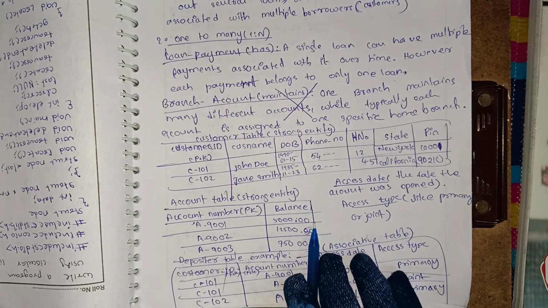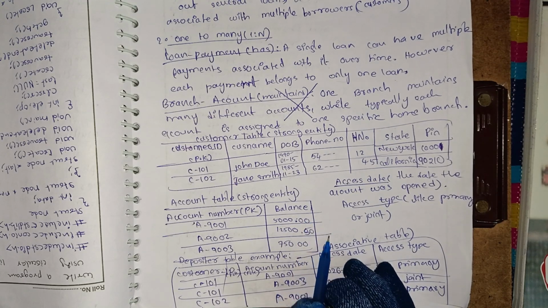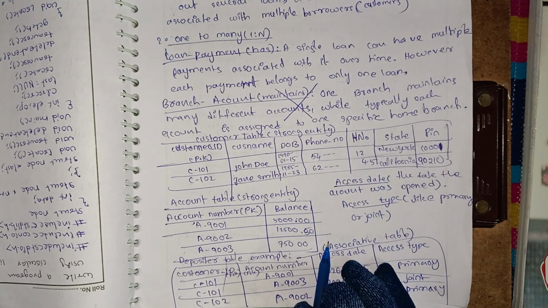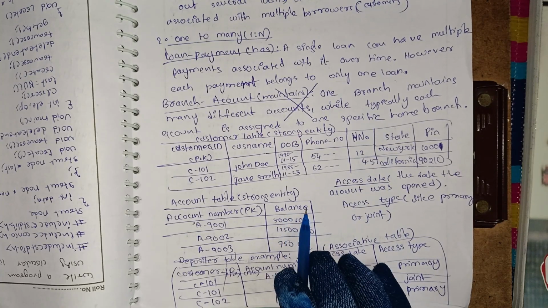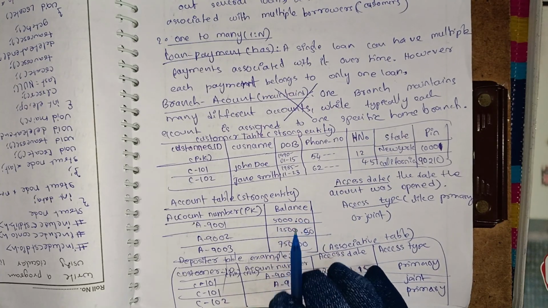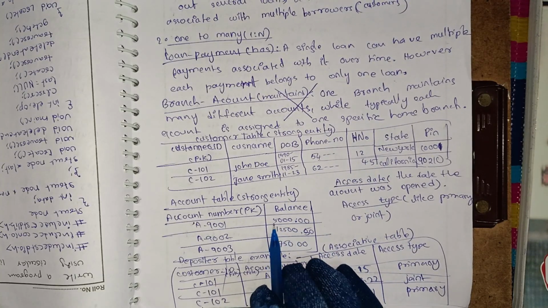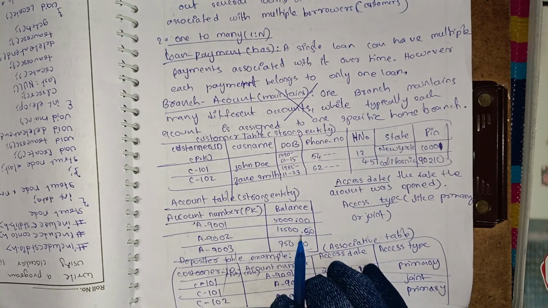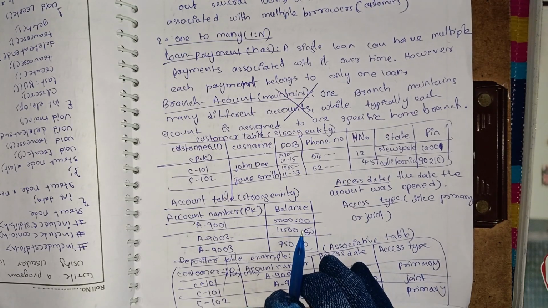So for that we have to create three rows, and we have to insert balance 5000 for each row. Means we are duplicating this balance value. Okay, that's why here redundancy will occur.